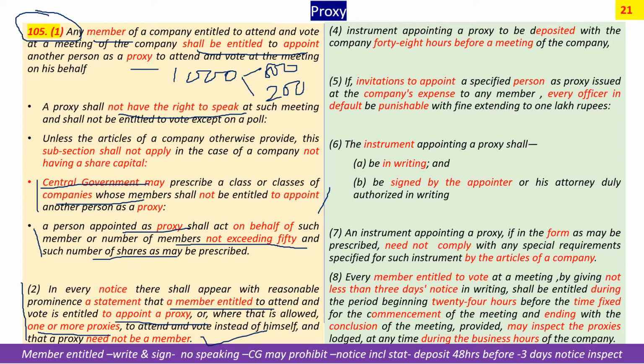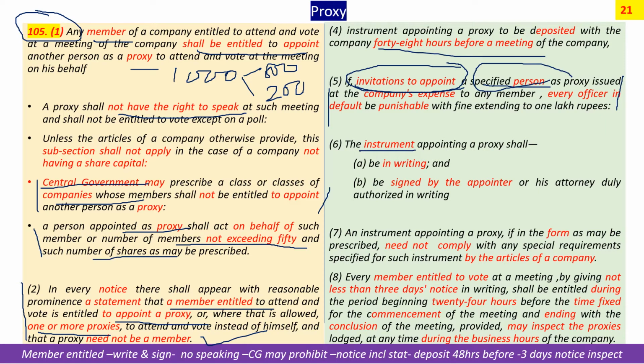The instrument appointing a proxy has to be deposited with the company 48 hours before the meeting. The company should not suggest any list of people to be appointed as proxies. Any invitation to appoint proxies is an objectionable practice and it is punishable. Appointing a proxy is the discretion of the member. It should not be at the instance of the company.